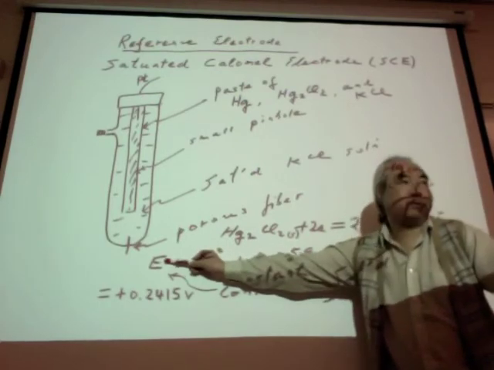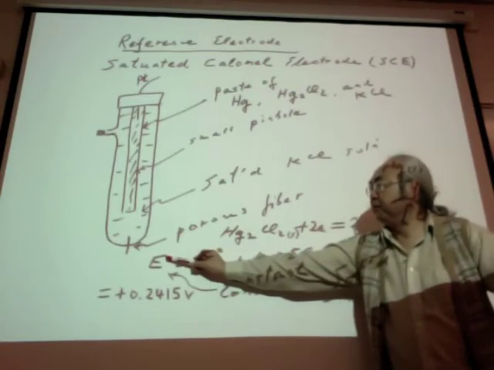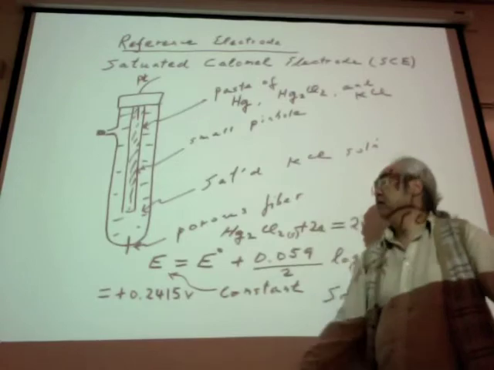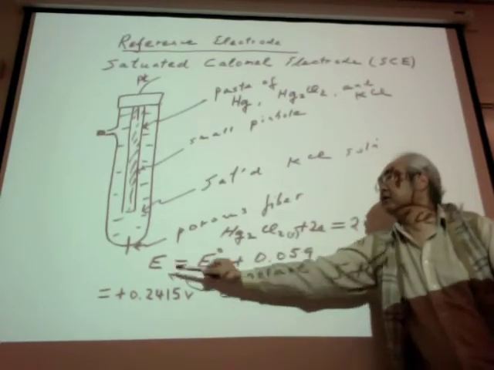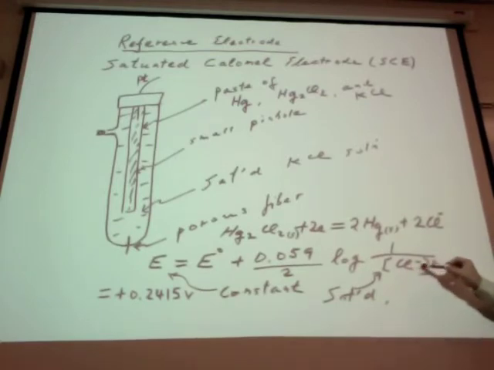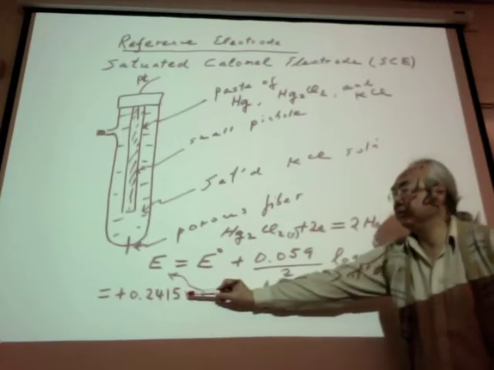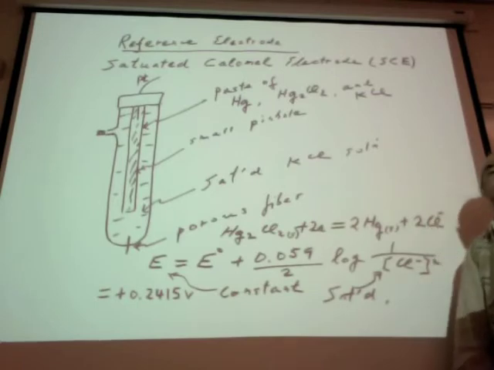This is an experimental potential. This is a table value. The experimental potential depends on the concentration of KCl. It is saturated and therefore constant. Notice chloride is to the power 2, but since it is saturated, it is a constant. When it's a constant, the potential turns out to be this one. This is an experimental potential, and this is a constant.